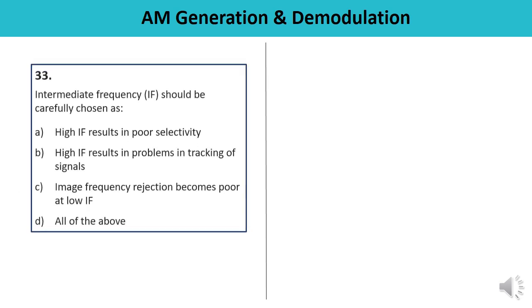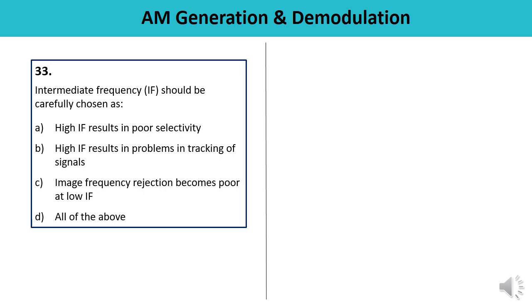Next question is intermediate frequency IF should be carefully chosen. Options have been given as high IF results in poor selectivity. Correct. High IF results in problem in tracking of signals. Correct. Image frequency rejection becomes poor at low IF. Correct. And all of the above. All the options are correct. It means answer is D.